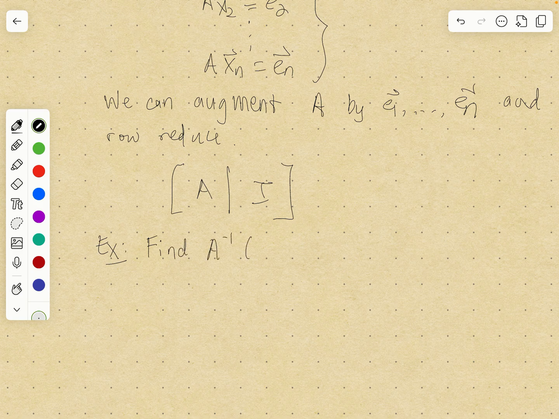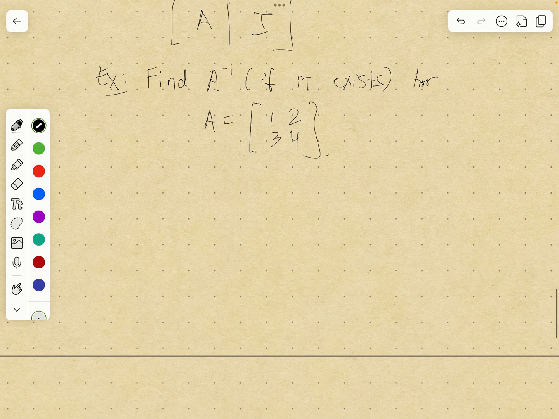Find A inverse if it exists for A equals [1, 2; 3, 4]. Well, what we would do is we augment this matrix by the identity matrix, and then we row reduce.